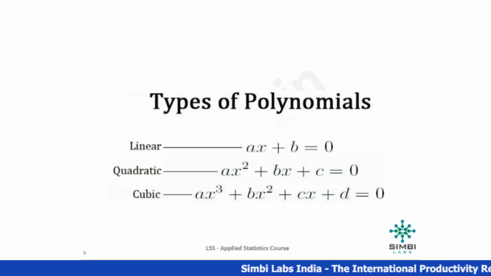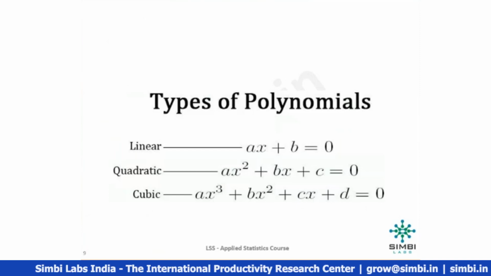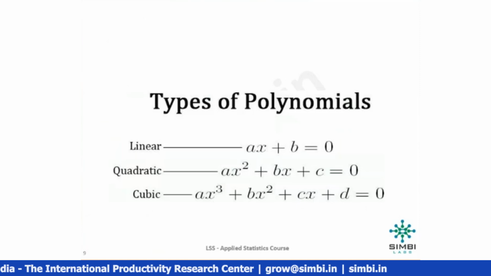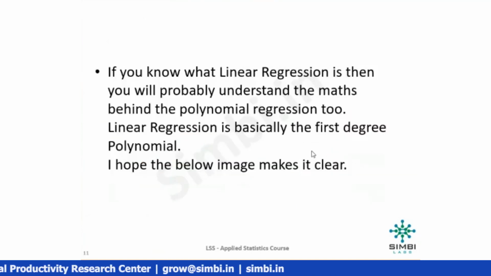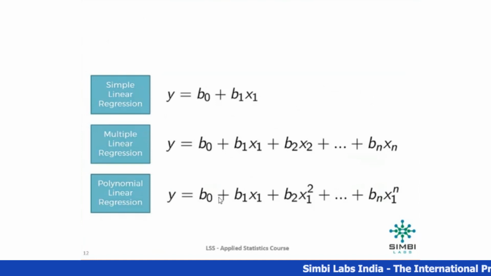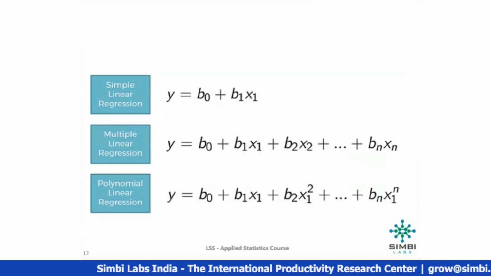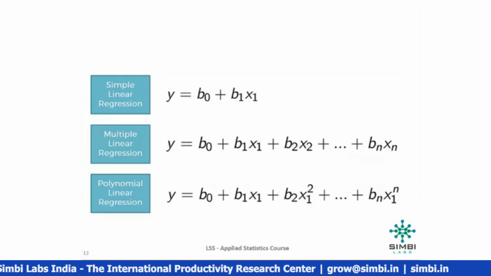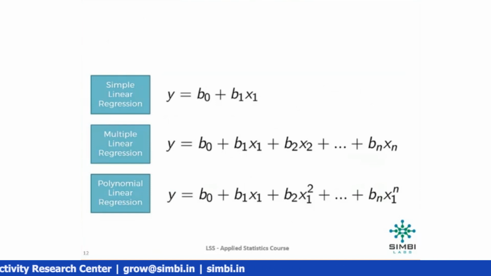In the same way, polynomial regression extends linear regression by adding higher order polynomial terms to the model. This is the extension of simple linear regression only. The model is expressed like this: y equals b0 plus b1 into x1 plus b2 into x1 square, and so on till the nth term, the nth degree. So this is the last degree of the polynomial.